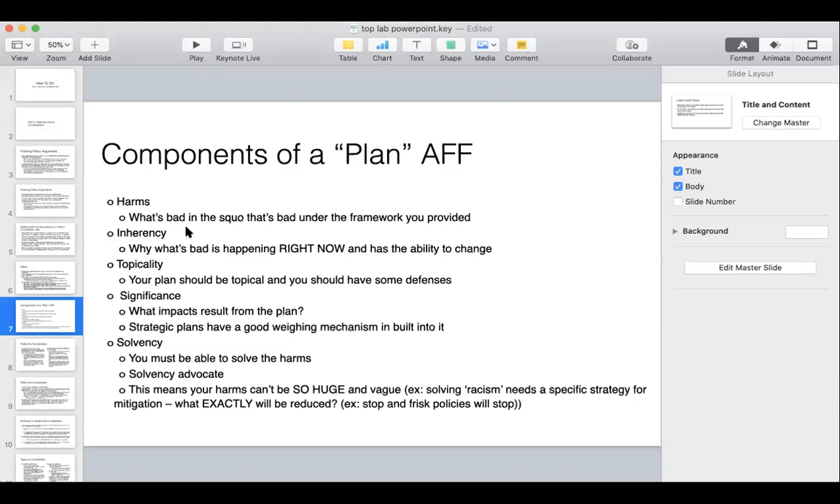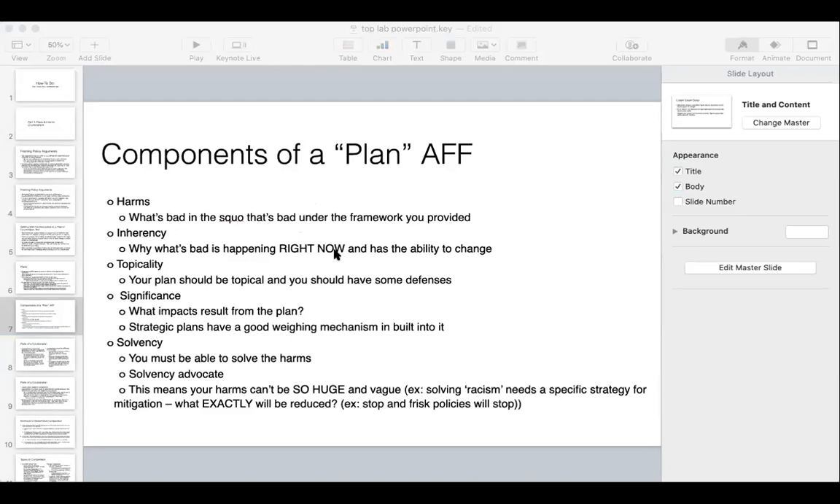And then the last part of the plan is solvency. So this is essentially you have to be able to resolve whatever harm you bring up. So if I bring up the human rights violations happening in a specific country right now, my plan has to actually be able to fix those things. Otherwise, it's not actually offense for me.